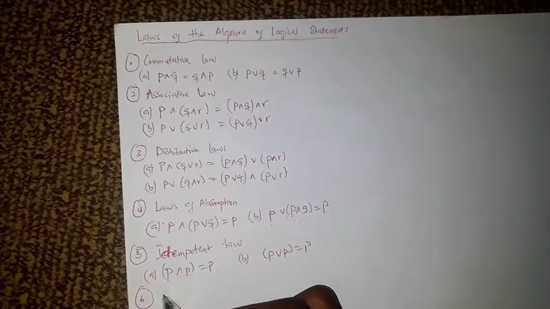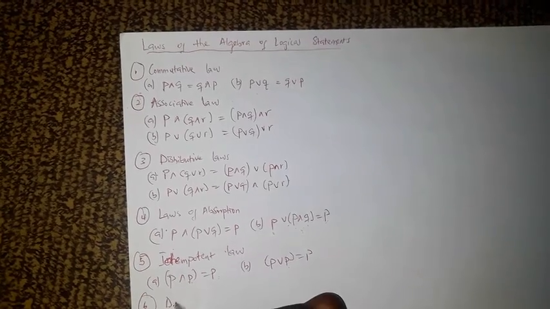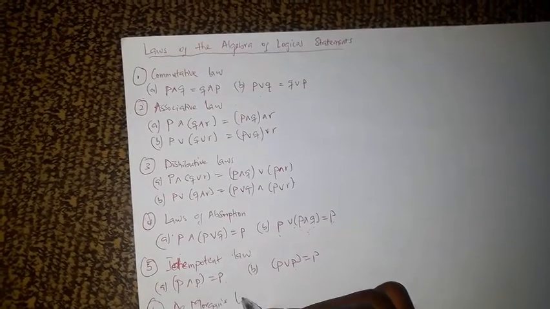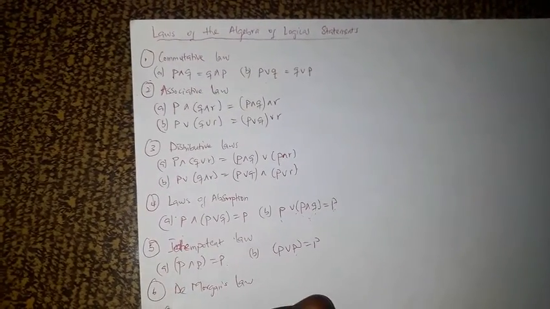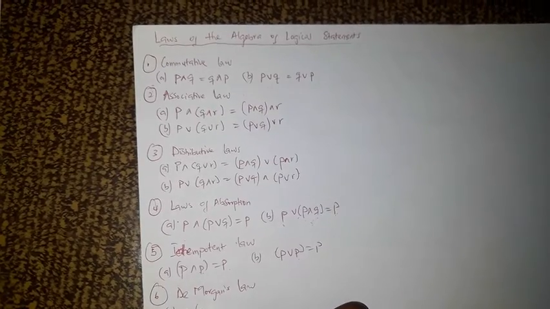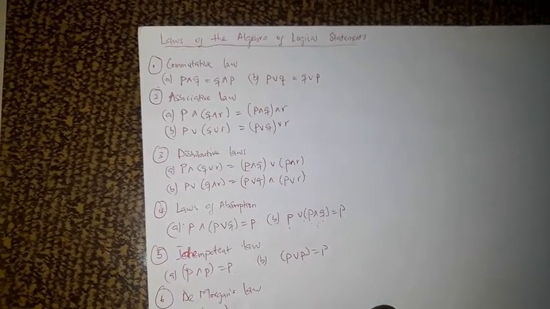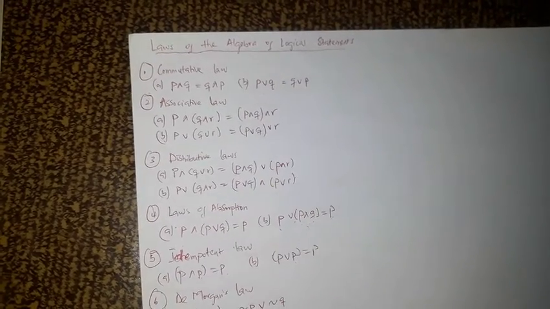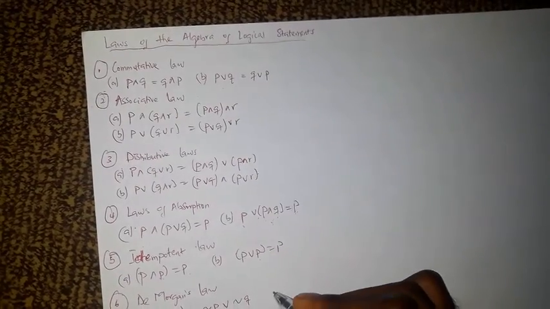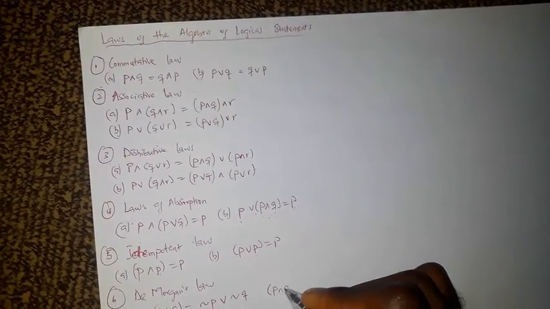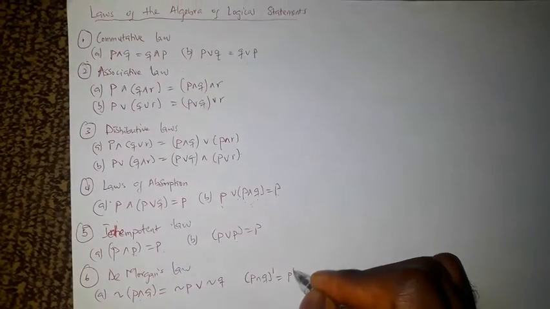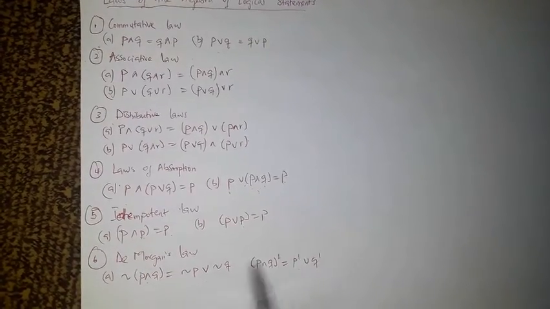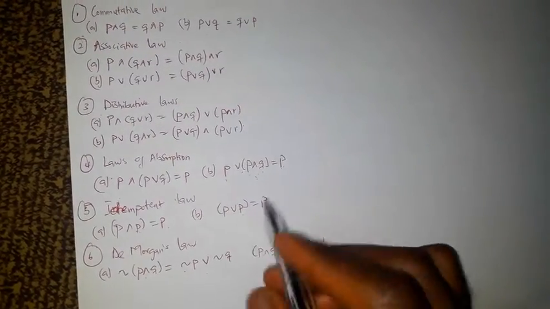Then number 6 we have De Morgan's law. For the first law, we have not (P and Q) equals not P or not Q. For sets, we are going to have something like (P intersection Q) prime equals P prime union Q prime. So this is similar to what we have here. In this case, the prime here is representing the not. So this is for sets.